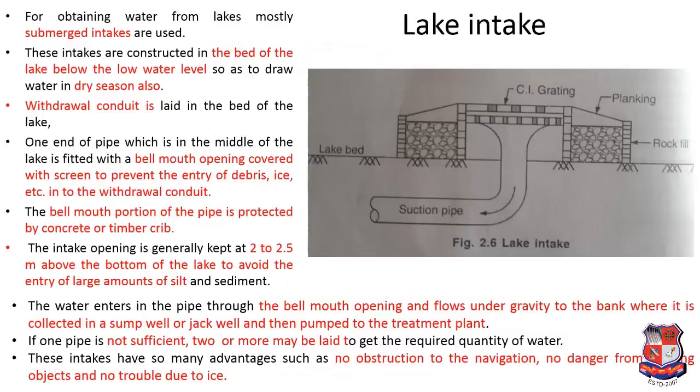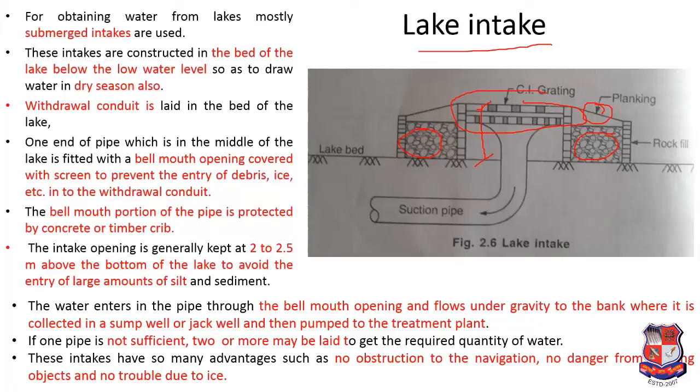This is the figure of a lake intake, and as I have discussed, it is a kind of submerged intake. This submerged intake consists of this CI grating here, provided with screening, and generally the bell mouth entry is provided. To secure this structure, additional planking as well as rock filling is done. Similar to this submerged intake, the entry at the top should be a minimum of 2 to 2.5 meters above the bottom level of the lake to avoid the entry of a large amount of silt and sediment.